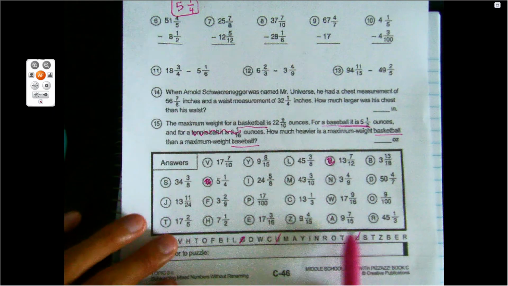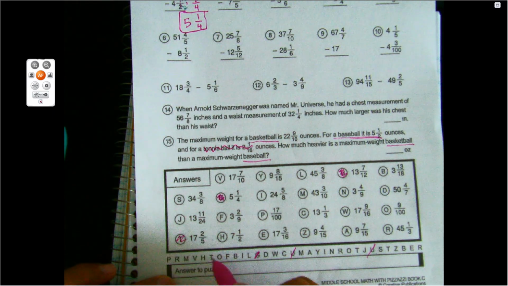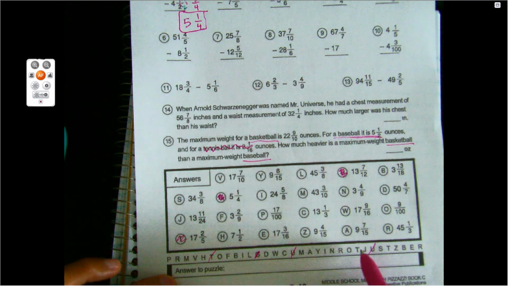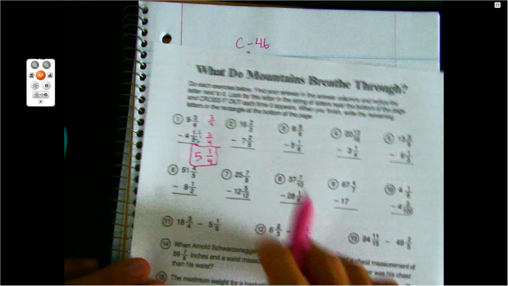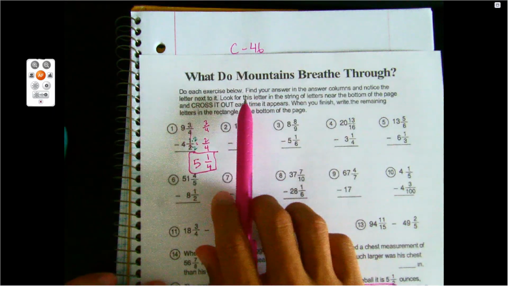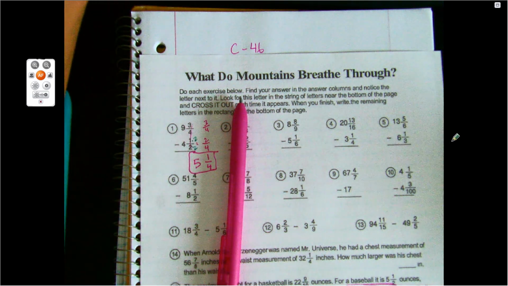17 and 2/5, look for that somewhere over here. There it is. It's the T, so knock off the T's. Knock off the T's, knock off the T's, and then you just kind of keep going. Well, I'm not going to tell you the answer because I want you to find that out. What do mountains breathe through? Go ahead and try the rest on your own. Good luck.